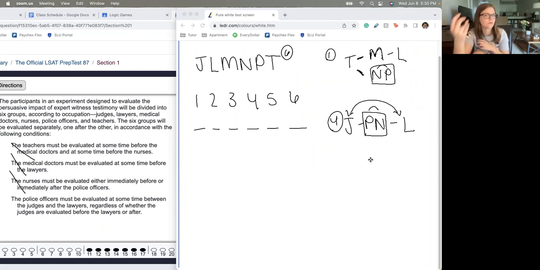So then I would look at rule 1 and rule 4 and see how I can chain those together. It's basically what I'm saying. Don't try to do it all at once. That's a lot.